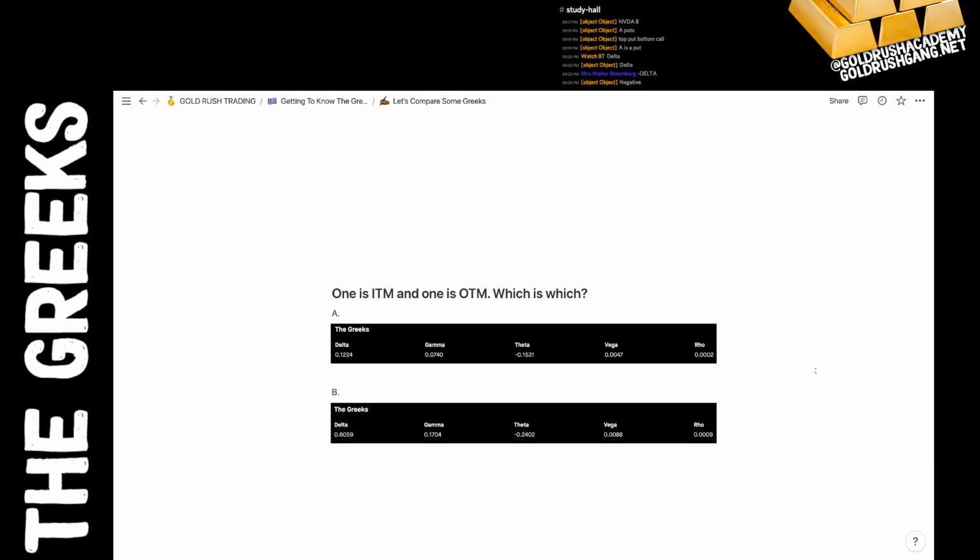One of these is in the money and one of these is out of the money. Which is which? Same ticker, same expiration. Is this a trick? B's out the money. What else do we got? It's not a trick question. One is in the money, and the same distance from the stock price as the other one is out the money. They're equidistant from the stock price. I don't know this one. You're gonna have to break this one down.